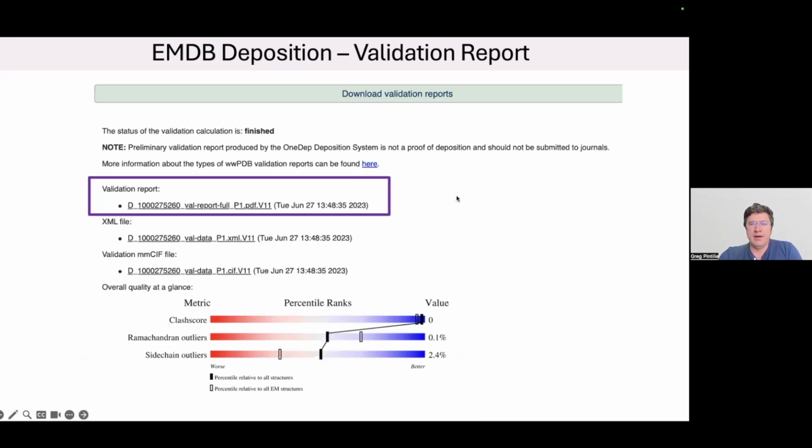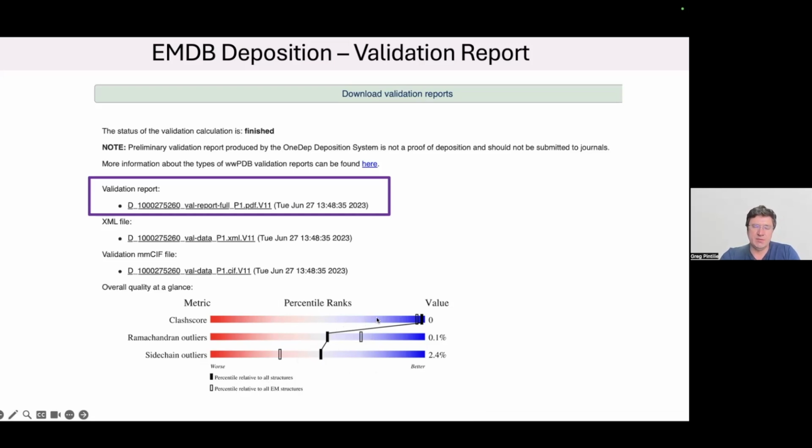Okay, so another thing you'll often see when depositing a model is the EMDB validation report. Here, much like with the MolProbity report, they're all based on the same methods of evaluating the model quality. It will report the clash score, Ramachandran, and sidechain outliers. Sidechains are the rotamers that we saw, and again, it evaluates how good this model is compared to the scores obtained for other models at similar resolutions. So it's percentile relative to all structures or percentiles relative to EM structures only.